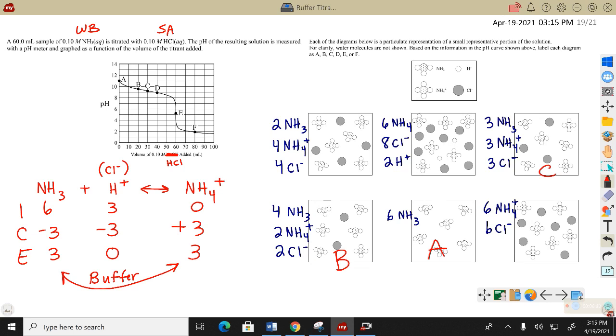Not only do I still have a buffer, but I have the special buffer. I have the magical 1-to-1 ratio buffer. Point C is special. It's the halfway point.